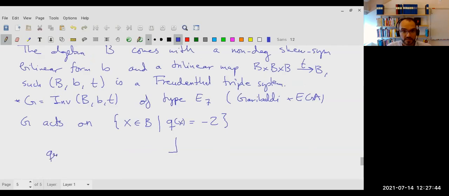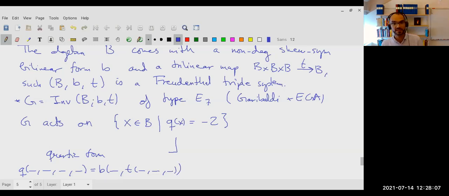This is a quartic form that comes from the four-linear form Q(_, _, _, _) = B(_, T(_, _, _)). So from this B and T, we have this quartic form Q. And now we look at some sort of unit sphere. It's weird that the value is minus two. The point is that this includes this guy.